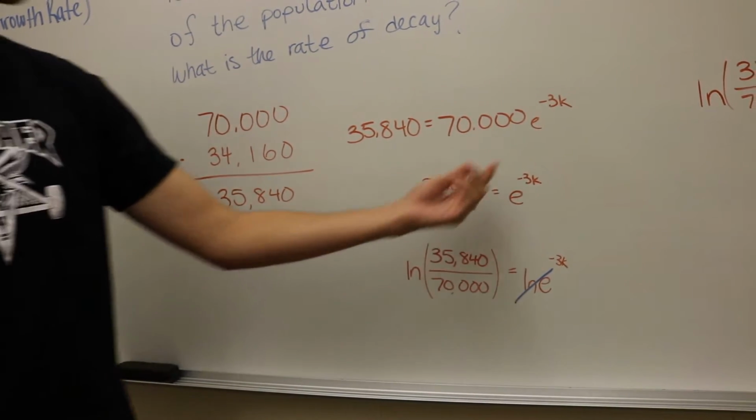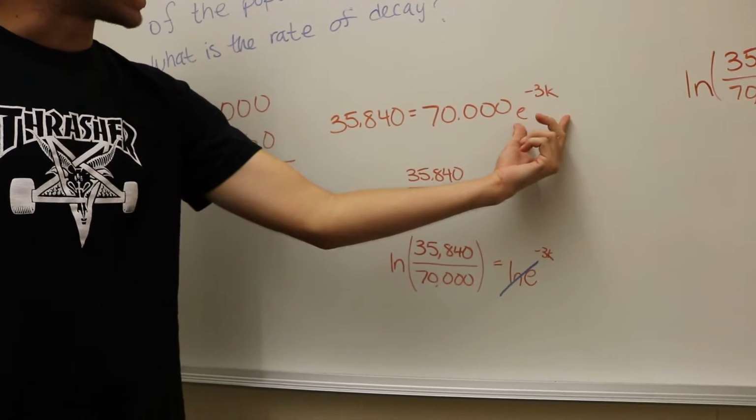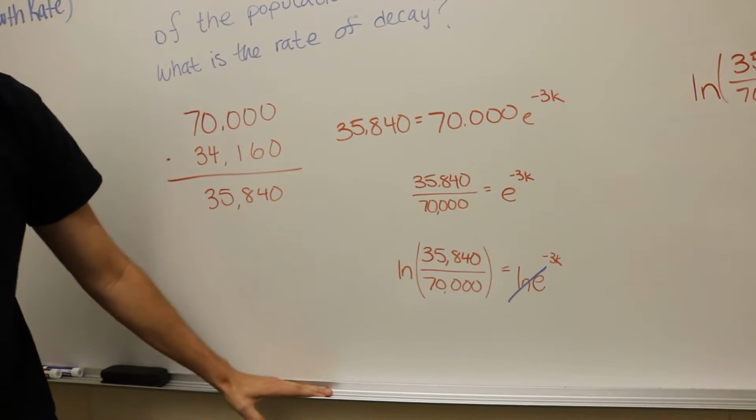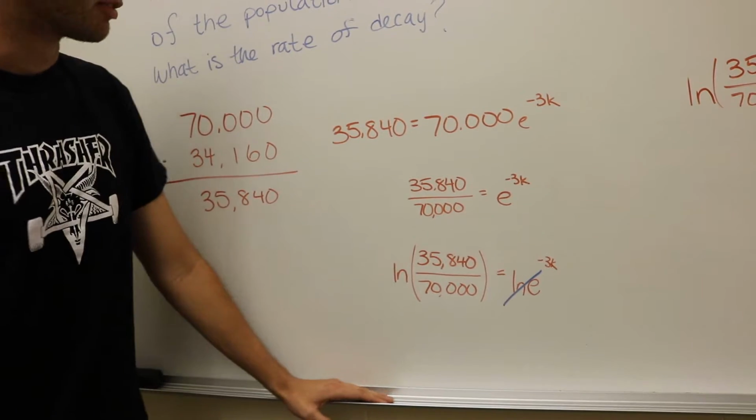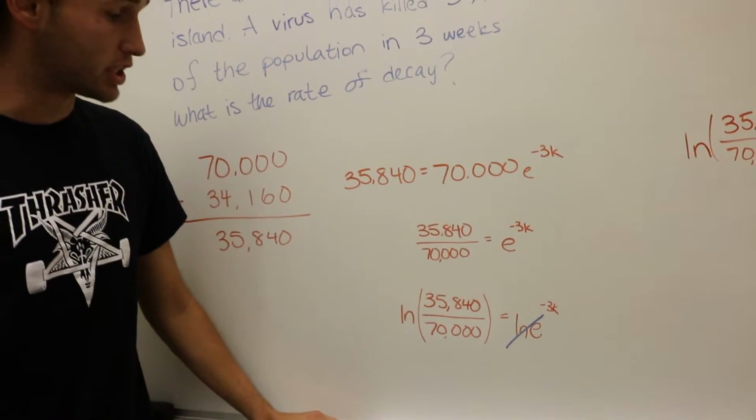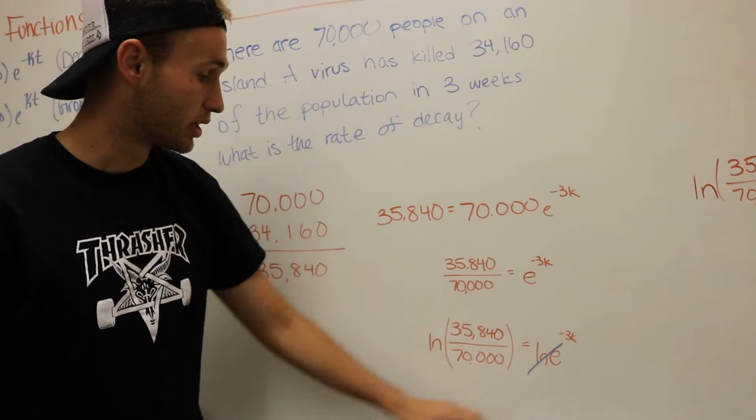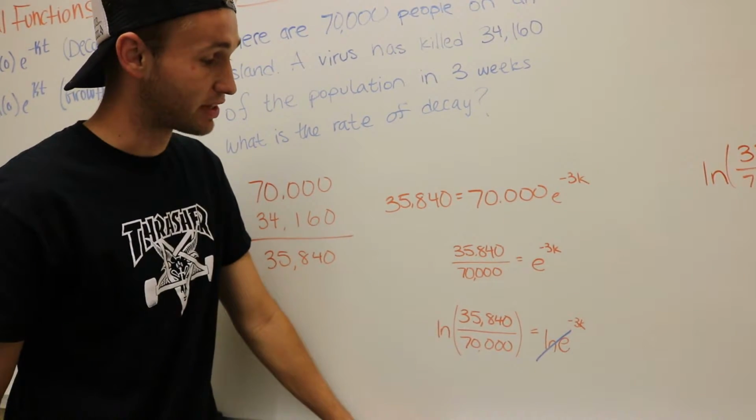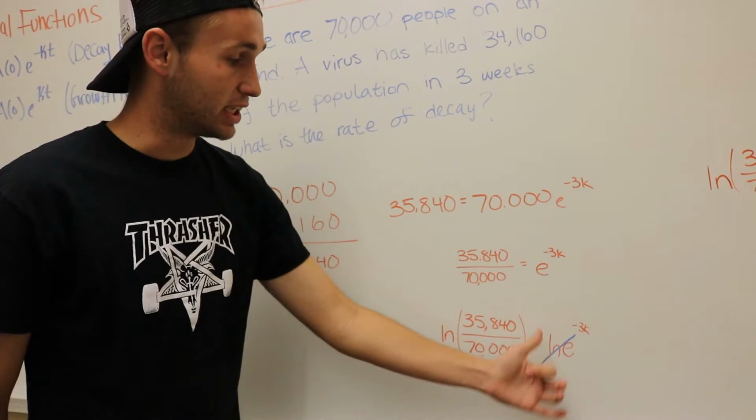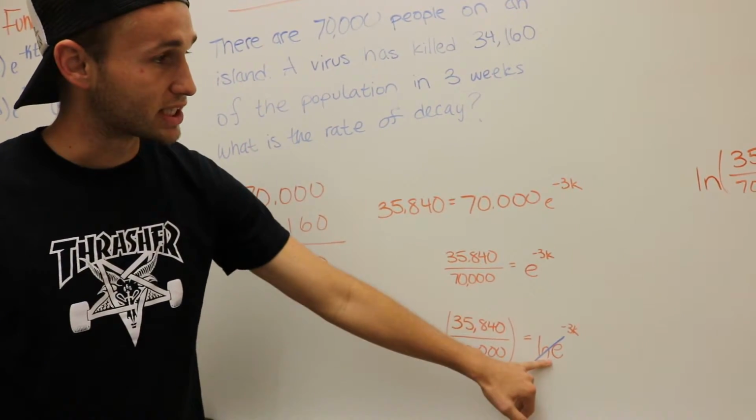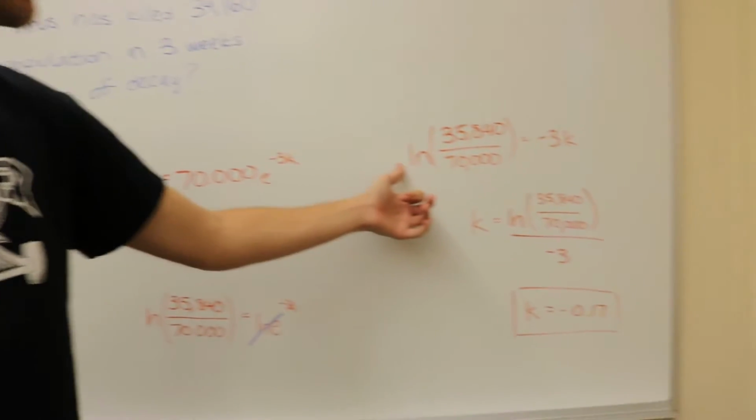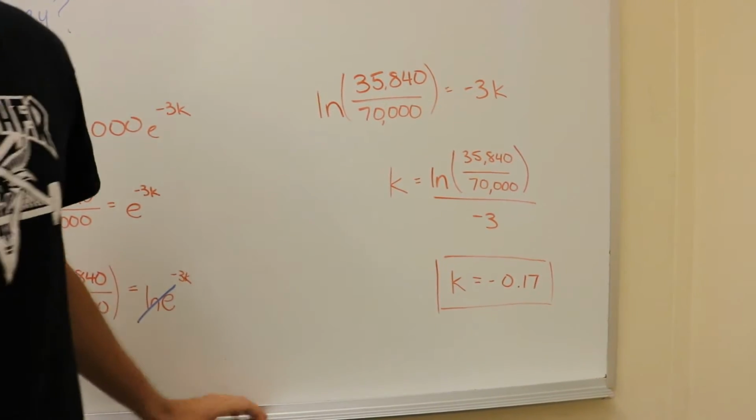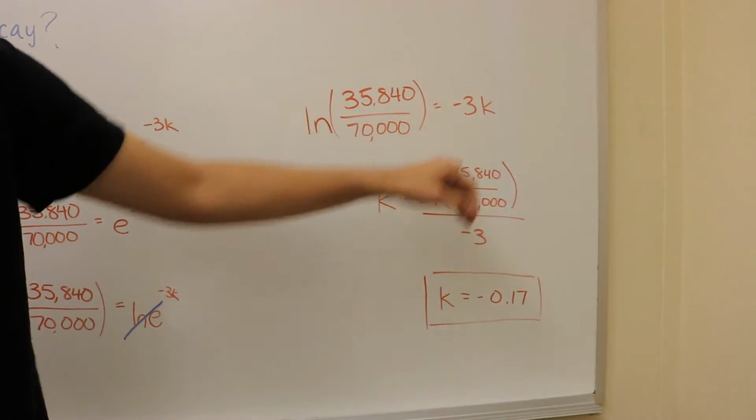So what we want to do is get this e all by itself. So we're going to take 70,000 and put it underneath the 35,840. And then from there we can take natural logs of the function to cross this e out. So we take the natural log of 35,840 over 70,000 and the natural log of e to the negative 3k. This will cancel out, leaving us with the natural log of 35,840 over 70,000 equals negative 3k.